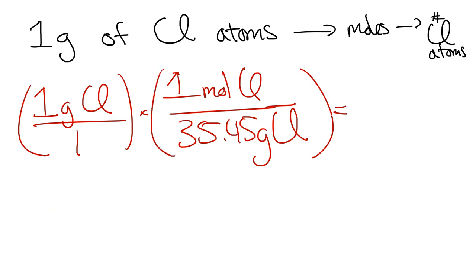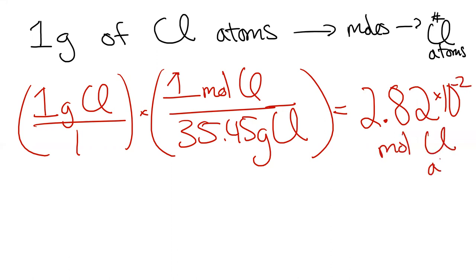Plug that into your calculator, which I have somewhere. Yeah, whatever. So what do we get when we do that? Well, it's literally just one. In this case, it's one divided by 35.45. And we get something on the order of 2.82 times 10 to the minus 2 moles chlorine atoms. Make sense so far? Straightforward?